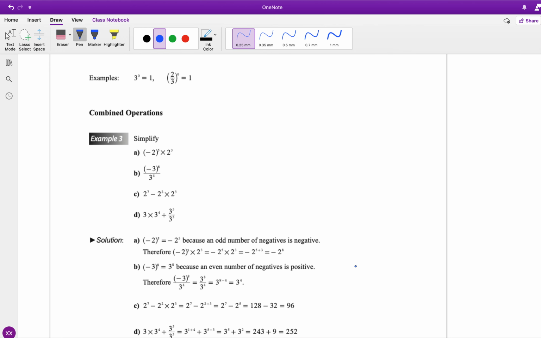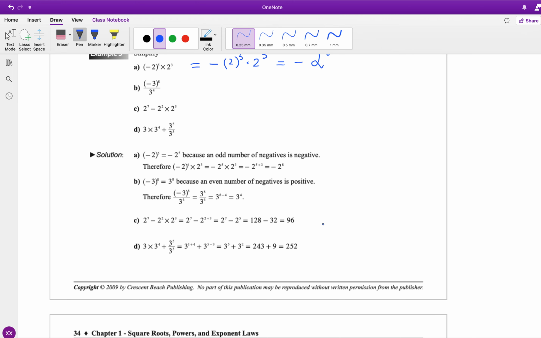Well, this is just a combined operation. For example, here, this is negative 2 to the power of 5. What we can do is rewrite it as the negative of positive 2 to the power of 5, right? Because this is an odd exponent, that means the number coming out is a negative number. So I can rewrite it like that, and then I have 2 to the power of 3. So in the very end, this is a negative, and that's 2 to the power of 5 plus 3, which is 8.